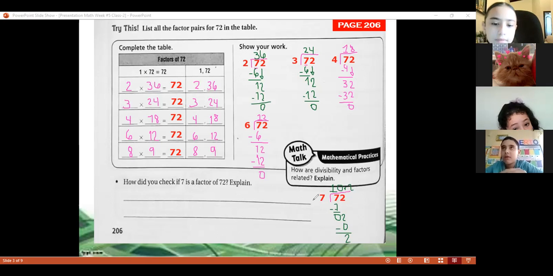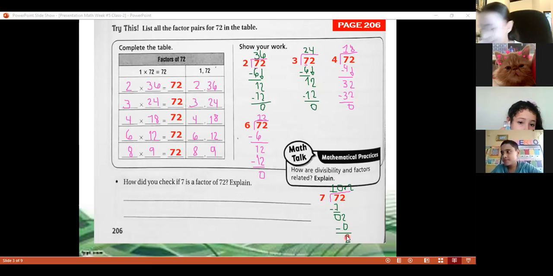Why not? Because it's a remainder. Excellent. The remainder is not 0. Perfect. Good job. Thank you, Gabriela. Thank you, Joshua. Why is 7 not a factor of 72? As Joshua says, it has a remainder.